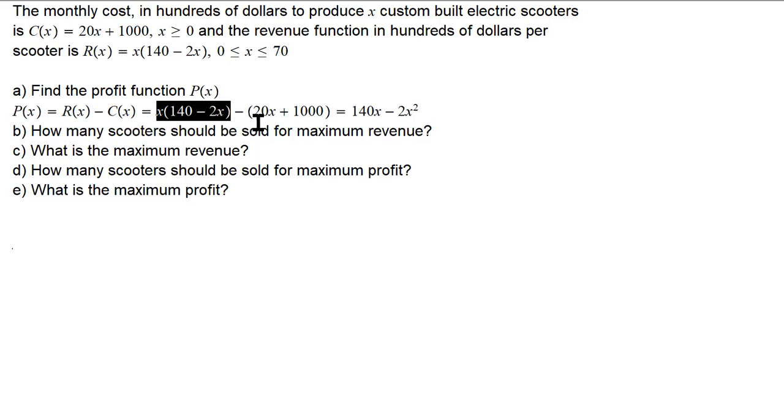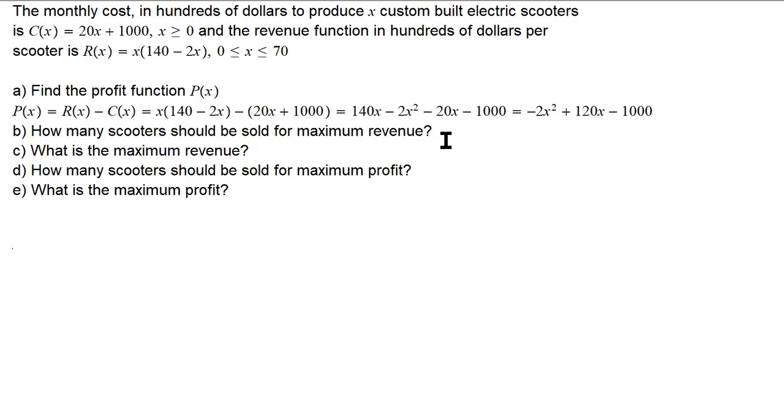So what I did was I distributed x over this bracket. Now I'm going to distribute this negative sign over this bracket. So that's going to give us negative 20x minus 1000, right? So we get negative 2x squared, and then plus how many x's? 140 minus 20 is 120 x's, and then we have negative 1000. So this is a parabola that opens down because of this negative coefficient here.